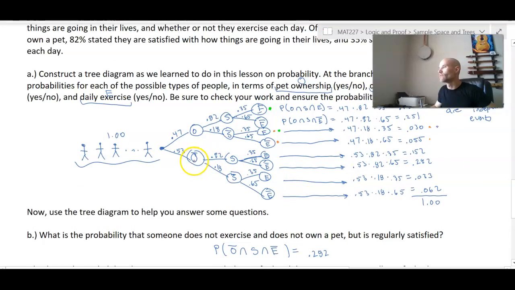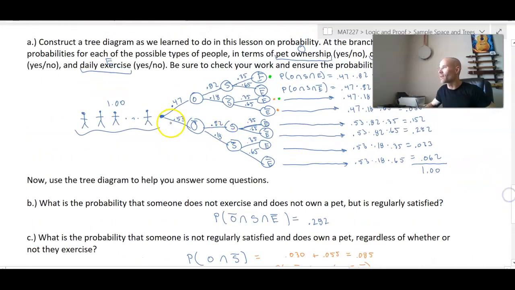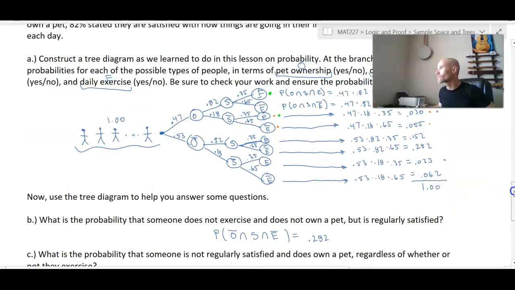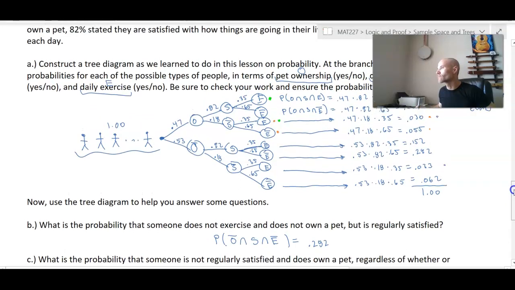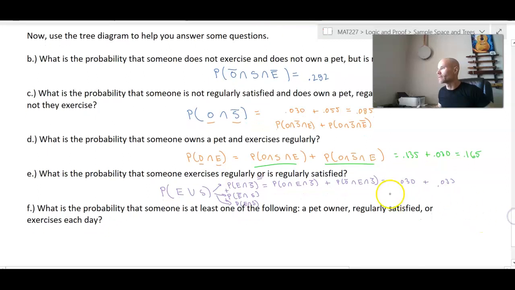are not pet owners. What did we say? Are not satisfied. So not O, not S. Do exercise, that's 0.033. Great, okay.